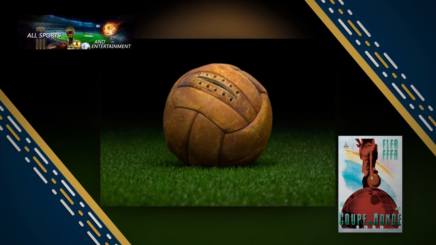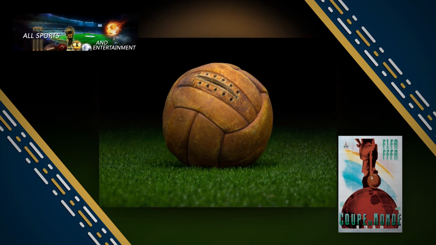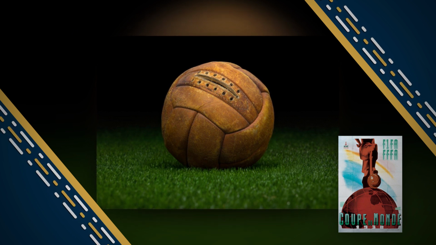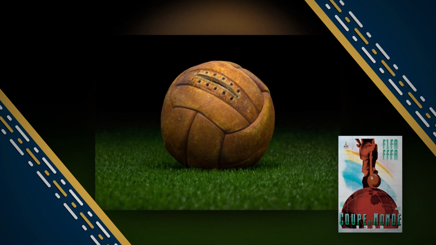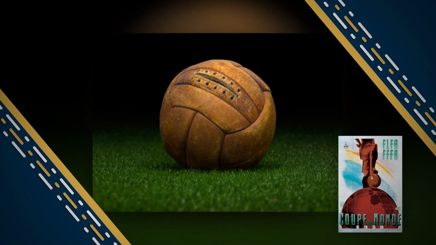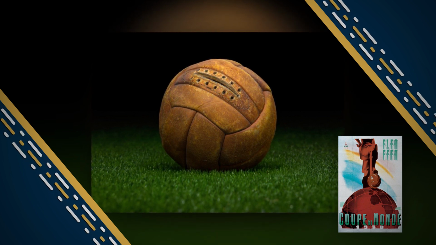FIFA World Cup 1938, France. Allen. The Allen ball was very similar to the Federal 102, the official ball of the previous World Cup, because it also consisted of 13 panels. This ball was hand-sewn just like its predecessors and had to be inflated by a skilled person.